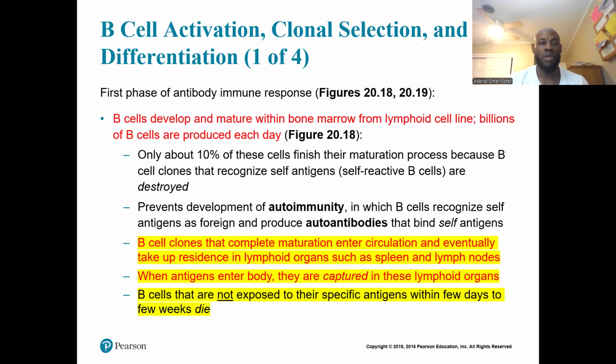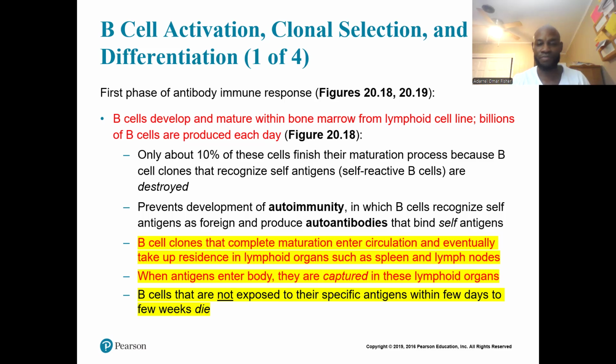All right, so first phase, B cells develop and mature within the bone marrow. Once again, similar to T cells, which start in the bone marrow and eventually go to the thymus, B cells develop and mature in the bone marrow and the lymphoid cell line. Billions of B cells are produced each day. Only 10% finish the maturation process. B cell clones that complete maturation enter circulation, eventually take up residence in the lymphoid organs, spleen, lymph nodes. Remember that the lymphatic system and the immune system work closely together.